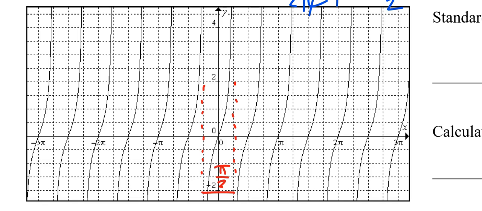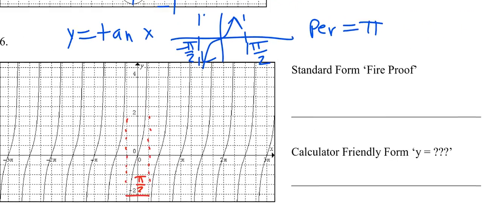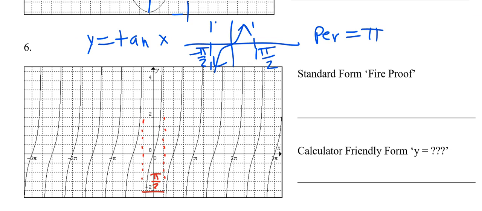Now, what does that mean about a horizontal stretch or shrink? If the period of my new function is pi over 2. We multiplied times a, so what does that mean about a? It was a shrink by 1/2.